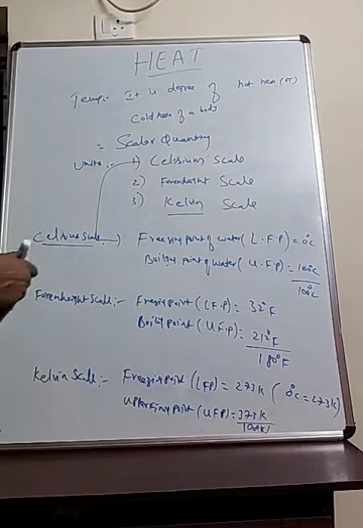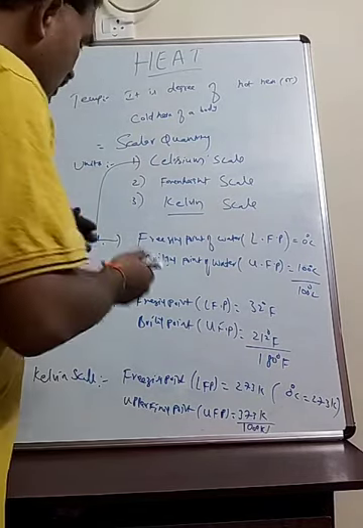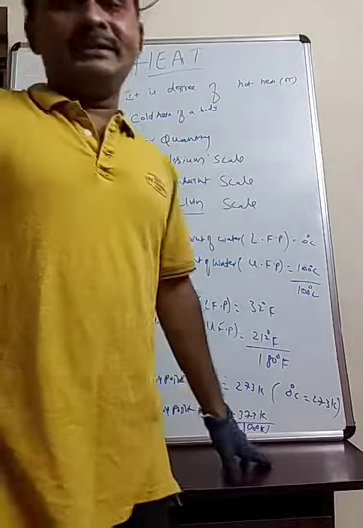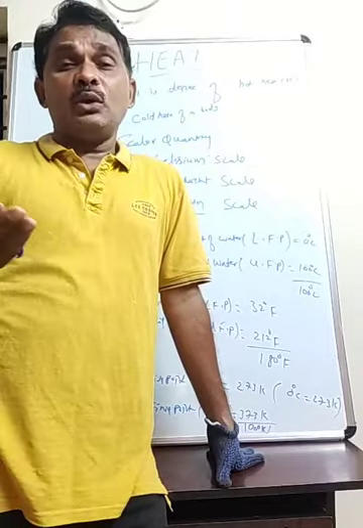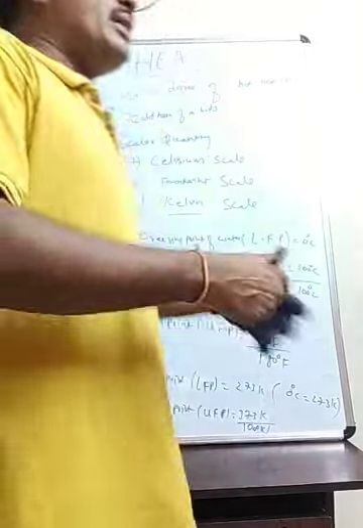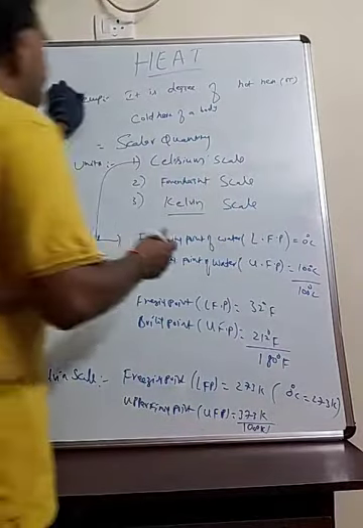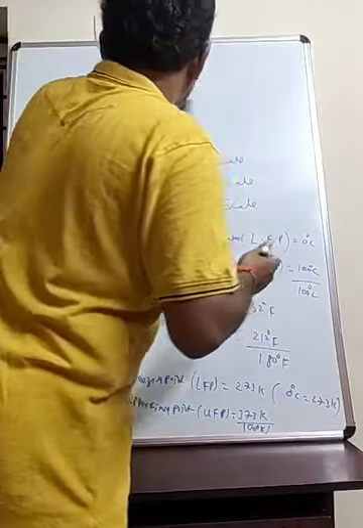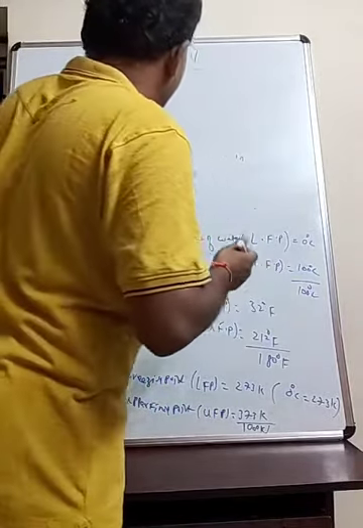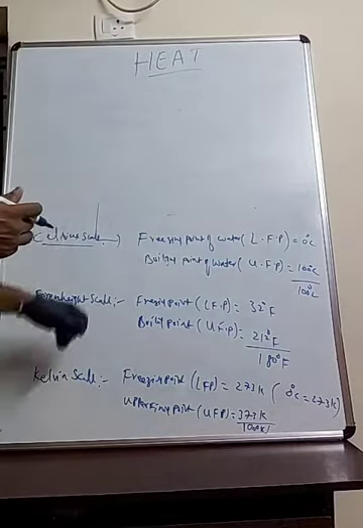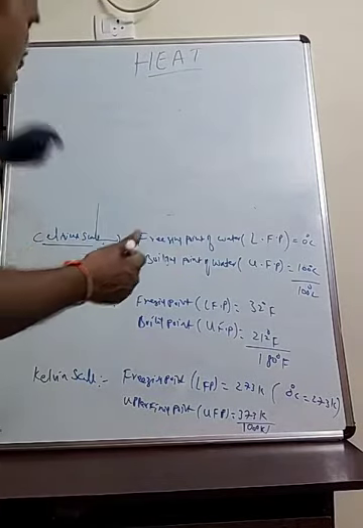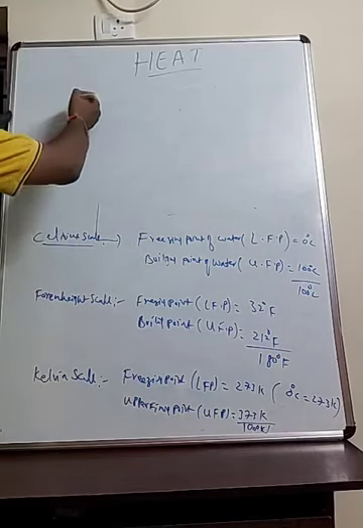Now, is there any relationship between the centigrade scale, the Fahrenheit scale and the Kelvin scale? Yes, we have a relation. What is the relation between the 3 scales? Very simple. Before giving the relation, we will give the formula for each scale. So for each scale, we can define a formula.